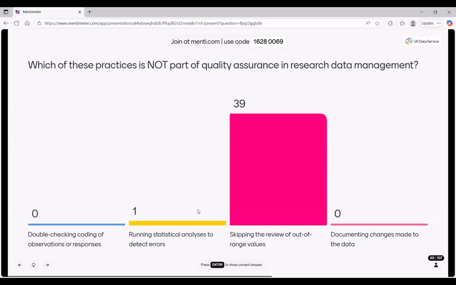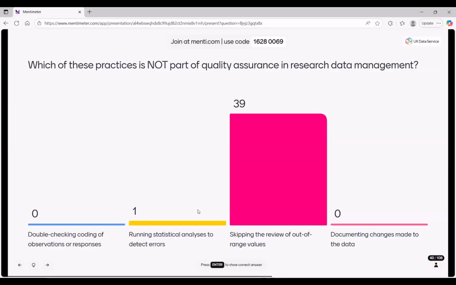I think quality assurance in research data management means making sure data is accurate, consistent, reliable, and usable, and checking for out of range values, like a person's age recorded as 250 or a negative test score, is an important part of cleaning and validating data.